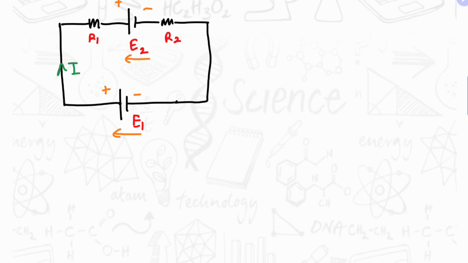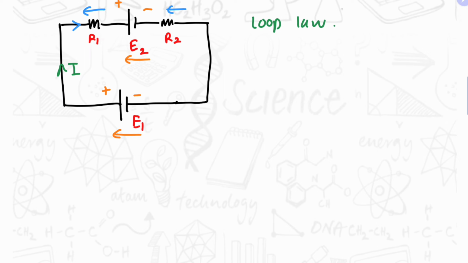And if we consider the resistors, the potential will increase in the direction opposite to the current flow. So the current will be flowing in this direction. Therefore, the potential will increase in this direction. And it is the same for resistor R2.